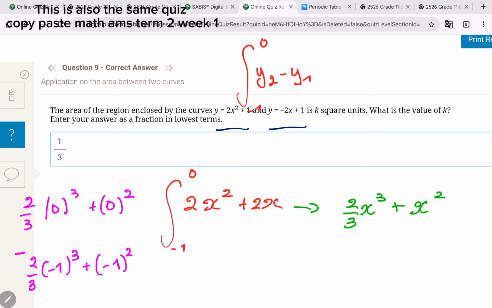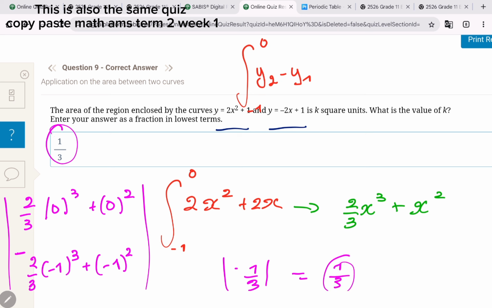And I would get what? I would get minus 1 over 3, but don't forget it's an absolute value. So, it's going to be what? It's going to be 1 over 3. So, my area, or like my final answer, is what? Is 1 over 3. We'll move on to question number 10.